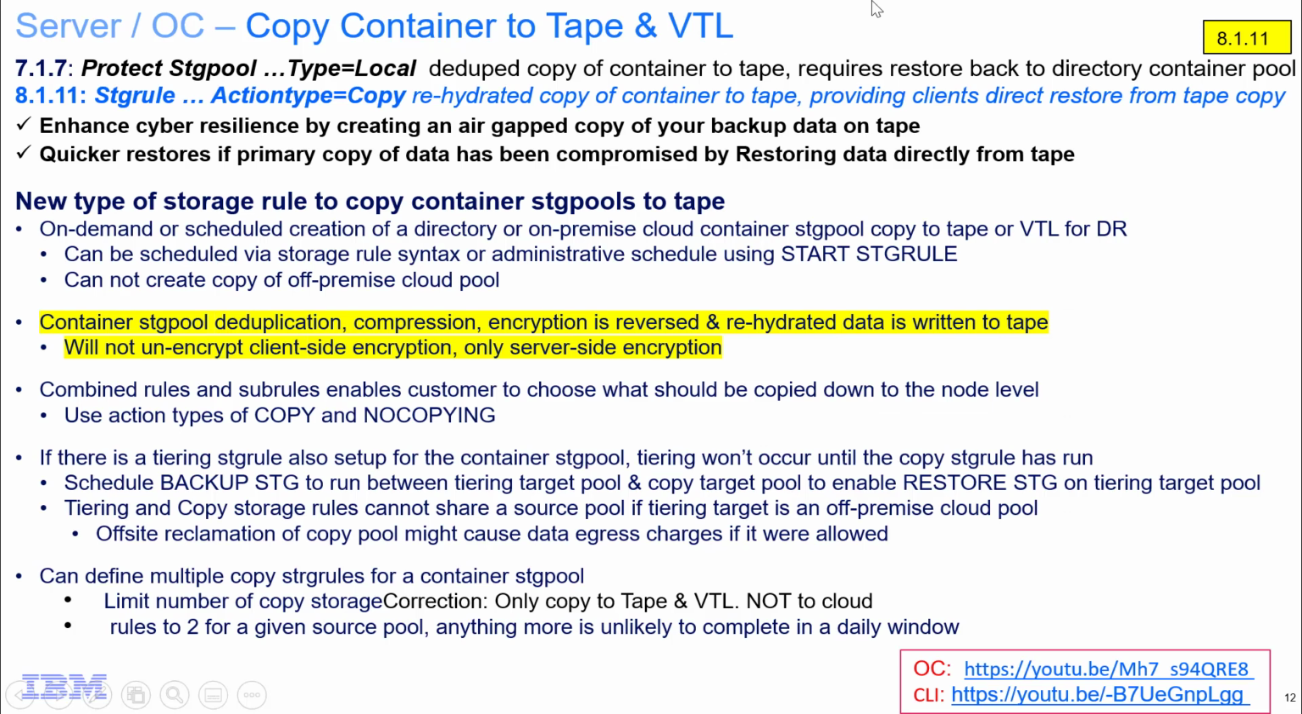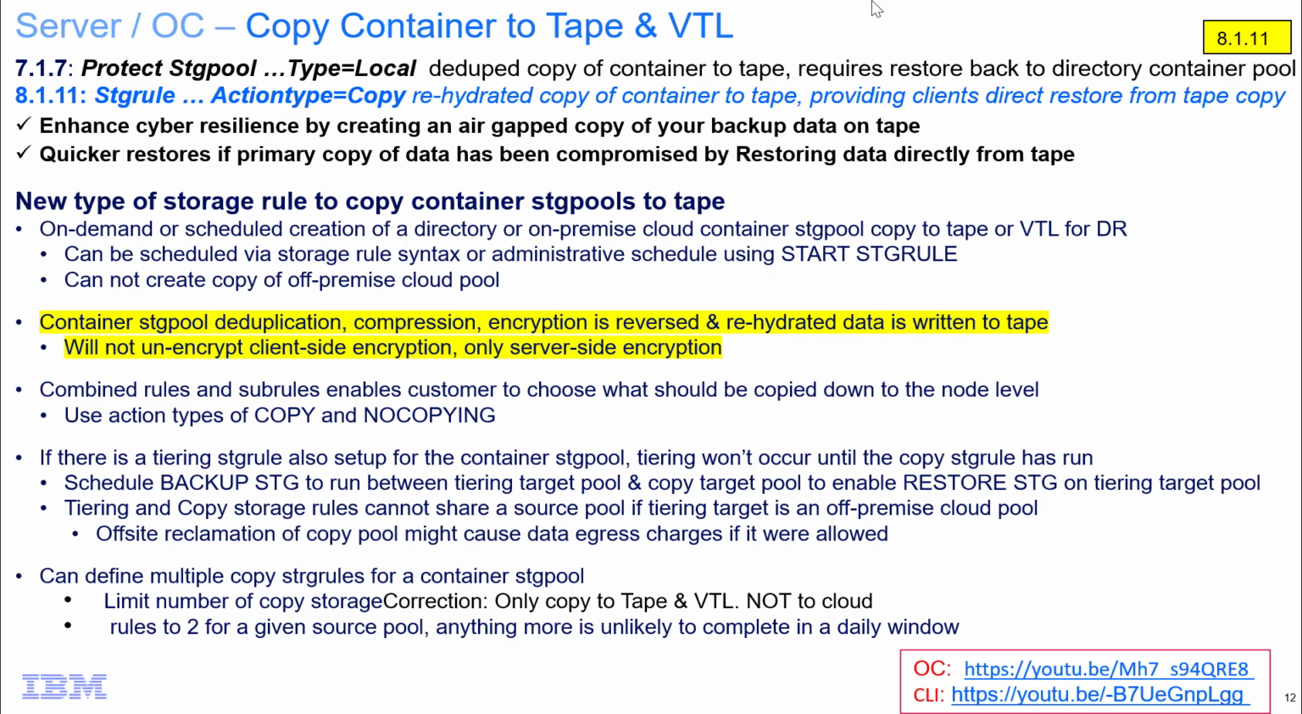If your directory container storage pool is encrypted and you are creating a copy of that directory container storage pool out to either tape or VTL, we will unencrypt, uncompress, and undedupe the data prior to writing it out to the tape. The reason for this is we want the data on the tape to be able to be restored directly from the Spectrum Protect clients. And the tape storage pools use a different type of encryption, and I'll talk about that in a bit.